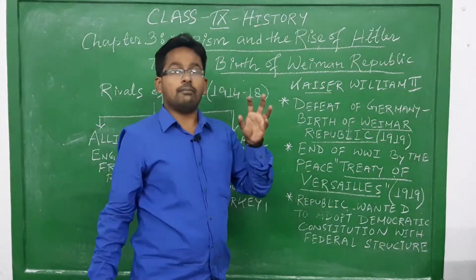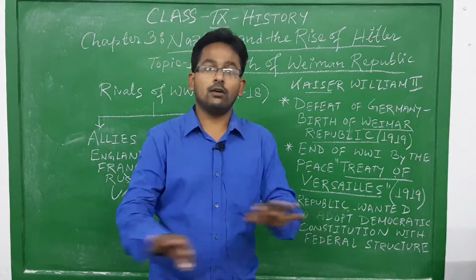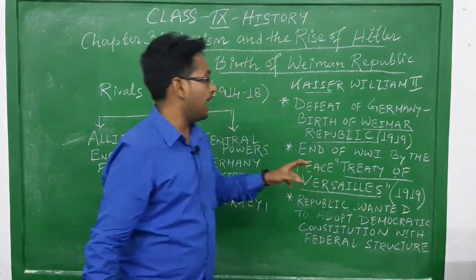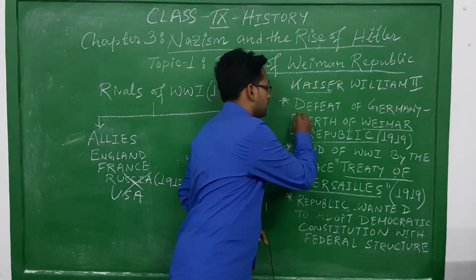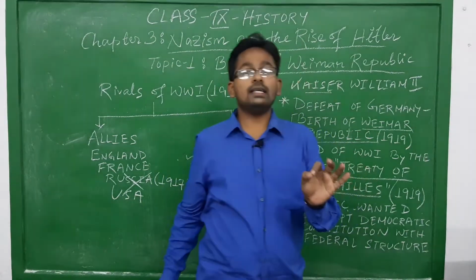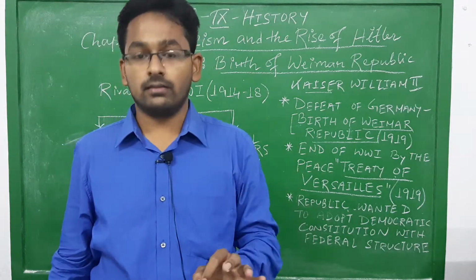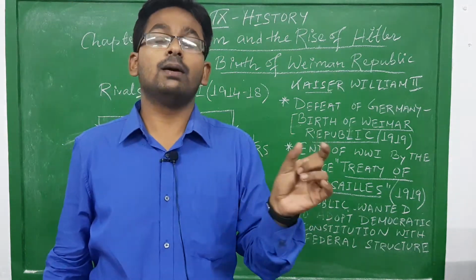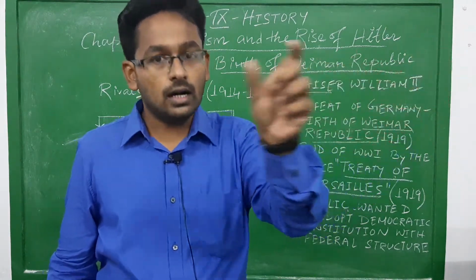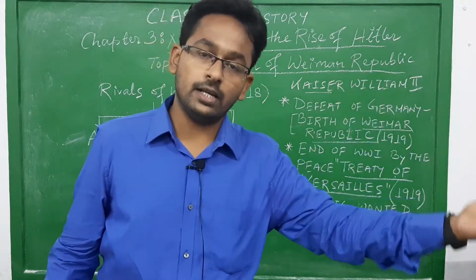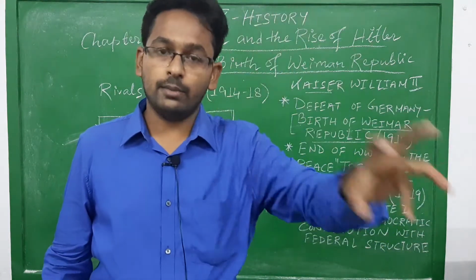After the abdication of Kaiser William II, there was an end of Imperial Germany, and there was the birth of the Weimar Republic. Remember students, Weimar is a place in Germany. A national assembly met at Weimar and established a republic, and that is called the Weimar Republic, which means Germany is now moving towards a democratic country. After the end of the monarchy, Germany is thinking about shifting towards democracy.